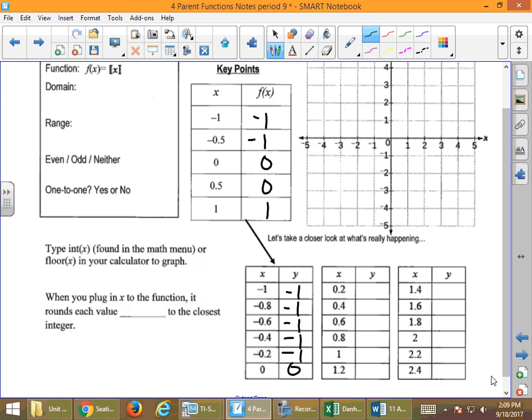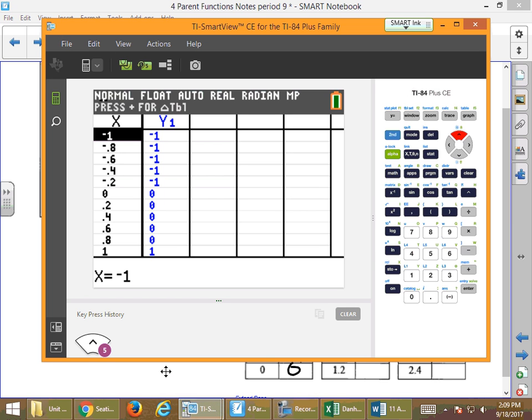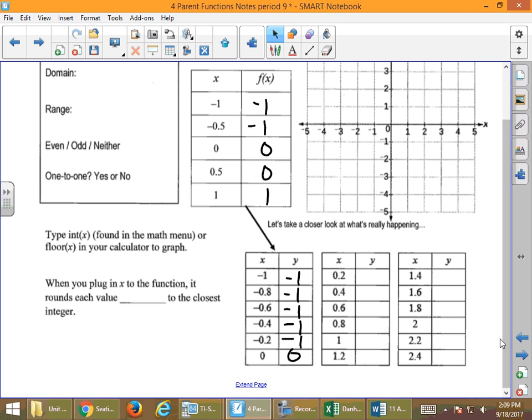And if we continue to look at our screen, to fill these in, then we've got 0.2, 0.4, 0.6, 0.8. Those are all zeros. And then we go to 1. And then 2.